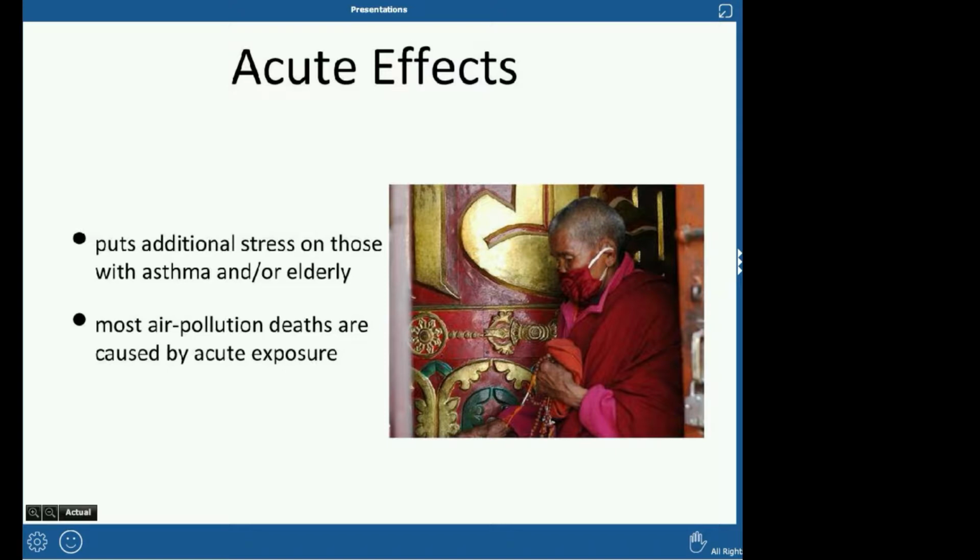Acute effects can put additional stress on those that have asthma or are older. They're less likely to be able to recover from or tolerate these. Acute, remember, is short-term but high dosage effects. Most air pollution deaths are caused by that acute exposure, short-term, high dose effects.